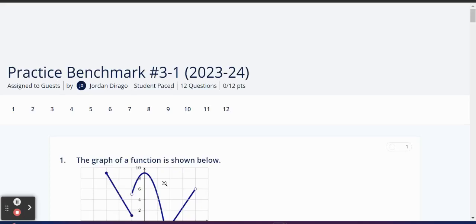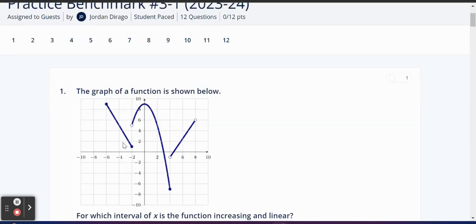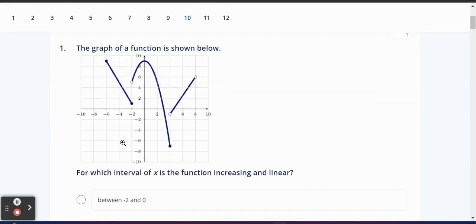In today's video, we are going to go over the Practice Benchmark 3 Part 1, which is 12 multiple choice questions. All right, so let's dive right into it. Number one, it gives us a graph, and it looks like it's a piecewise function with a couple different pieces. We have this piece, and this piece. So it says, for which interval of x is the function increasing and linear?